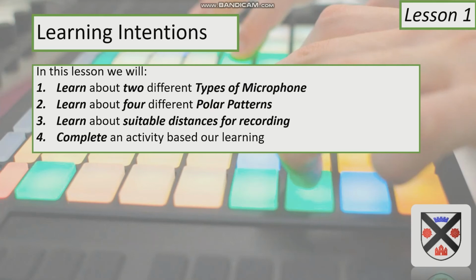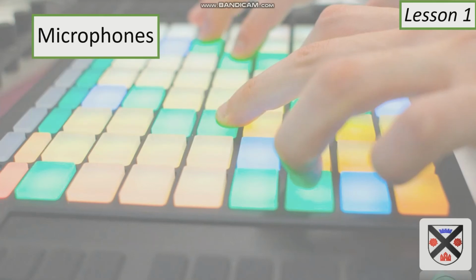So generally speaking, when we talk about microphones, we talk about two different types of microphone, being the dynamic and the condenser. So what I'm going to do is show you some facts about each of them and contrast them, so you can understand more why we might use one rather than the other. So starting off, we're going to talk about our dynamic microphone.